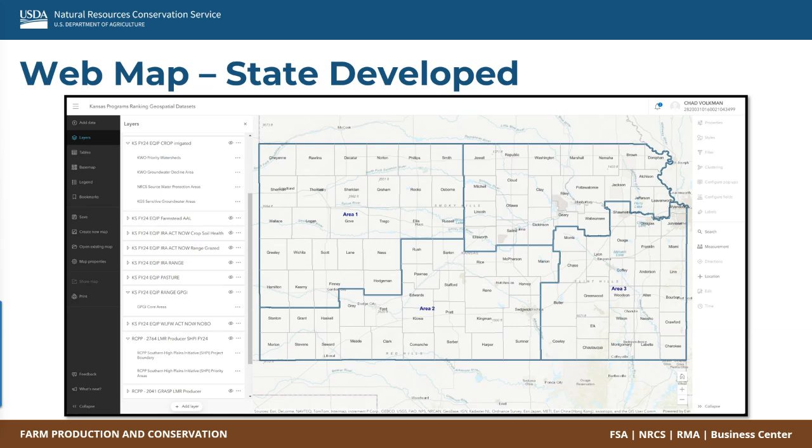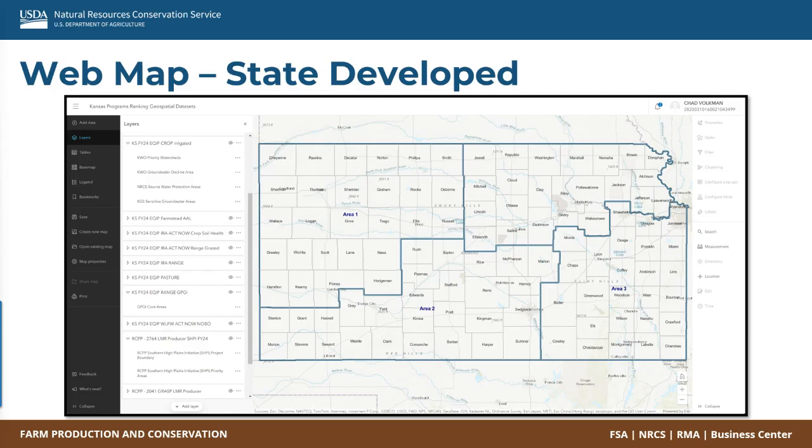Additionally, the web map is used at Kansas Technical Committee meetings and local work group meetings. The map allows stakeholders to better understand the resources of the state and zoom in on their local region or county to assist as they document recommendations for improvements to program delivery.